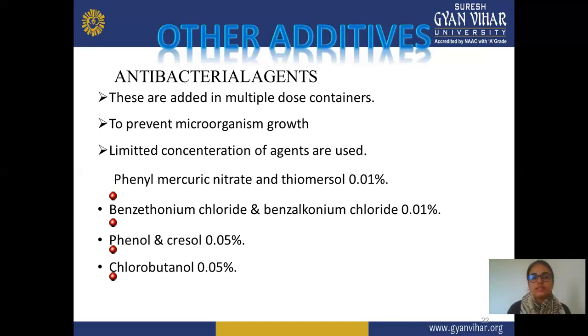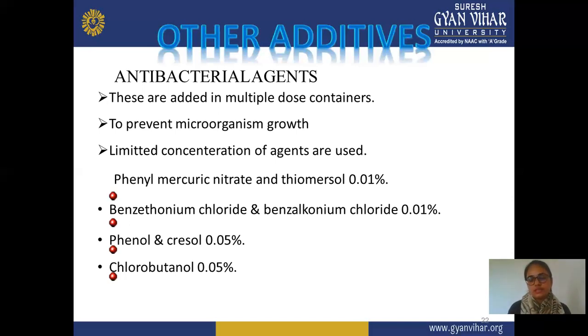Examples of bacteriostatic agents and their concentrations: first is phenylmercuric nitrate and thimerosal, concentration 0.01%. Next is benzalkonium chloride, concentration also the same, 0.01%. Next is phenol and cresol, concentration 0.05%. Next is chlorobutanol, concentration 0.05%. So these are used in very small amounts to act as a bacteriostatic agent or for antibacterial property.